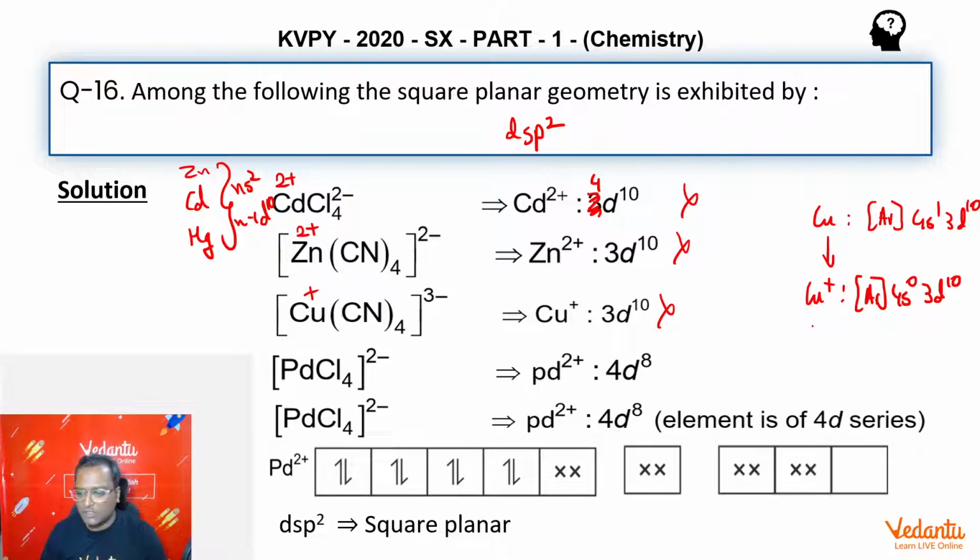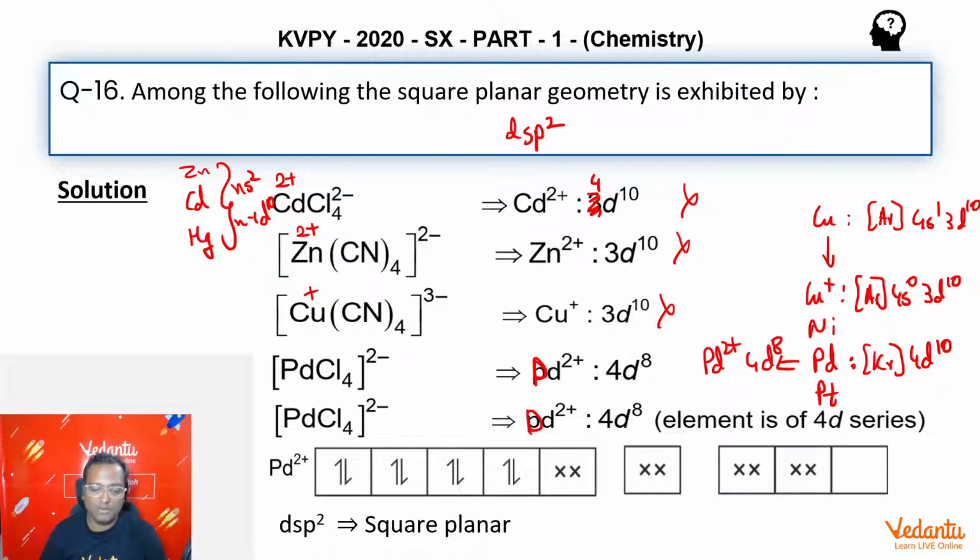Next, palladium. Palladium belongs to the nickel family. We have nickel, palladium, and then platinum. But palladium also has a special electronic configuration, right? The special electronic configuration of palladium is krypton 4d10. This implies that if I have to make palladium 2+, the configuration will be 4d8. Let me just capitalize this P for you. So palladium 2+ will be 4d8.